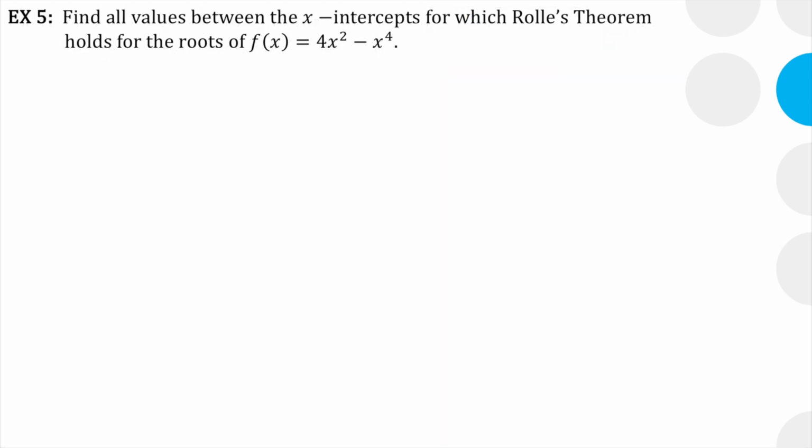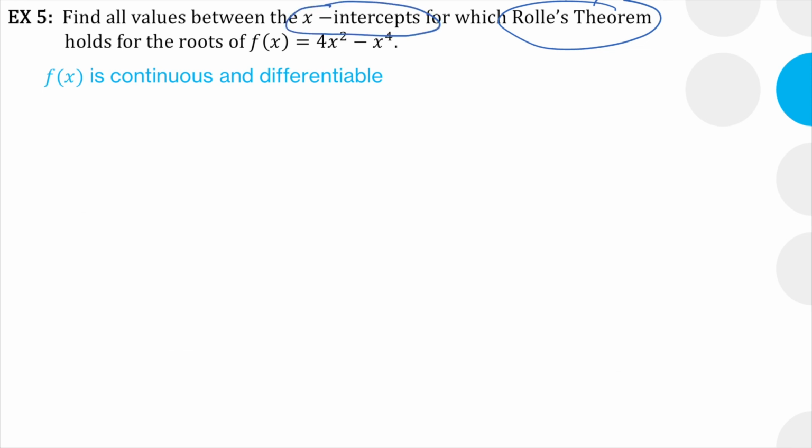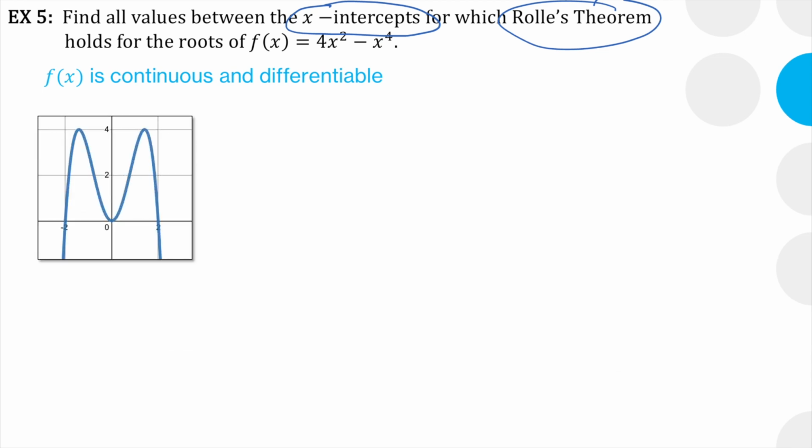Example 5, find all values between the x-intercepts for which Rolle's theorem holds for the roots of f of x equals 4x squared minus x to the 4th. First of all, can we use Rolle's theorem? We can, because f of x is continuous and differentiable, and because we're going between x-intercepts. So it's starting and ending in the same spot. And if we graph it, we can see that we're working through the x-intercepts. And what we're looking for is these places where the graph turns around.